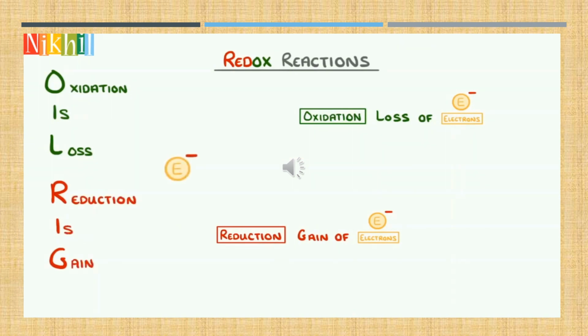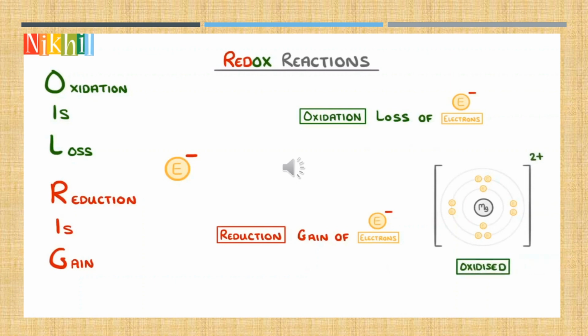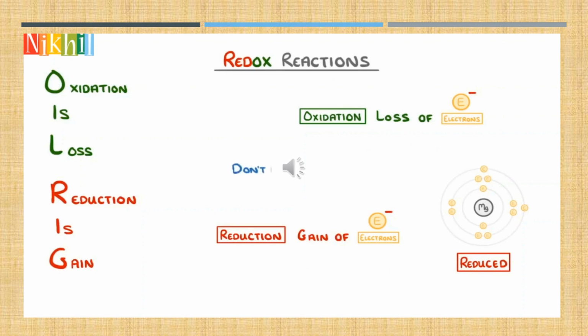Loss of electrons is oxidation, gain of electrons is reduction. Here Mg lost 2 electrons to become Mg2+, so it became oxidized. Or when Mg gains 2 electrons, it becomes reduced.